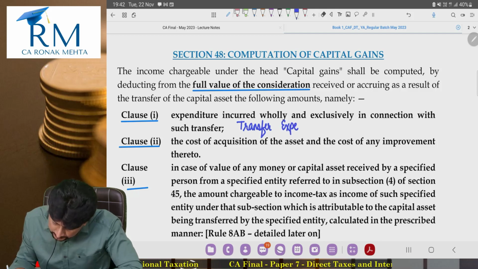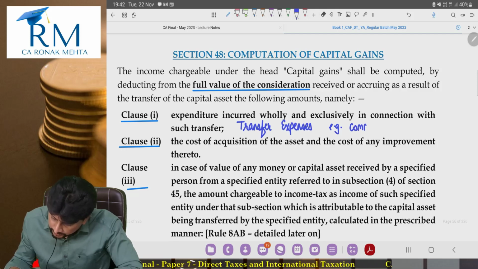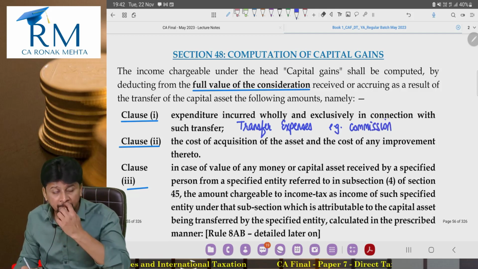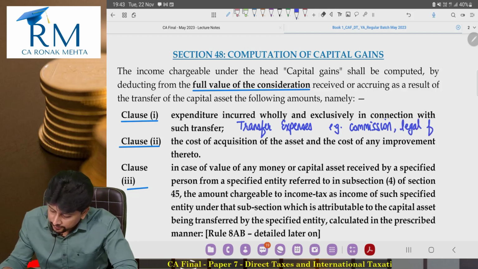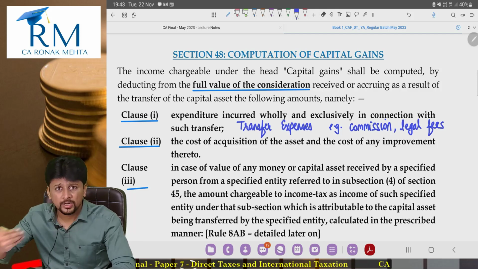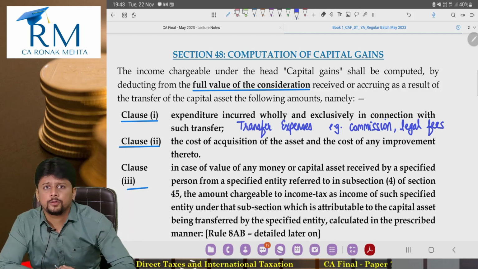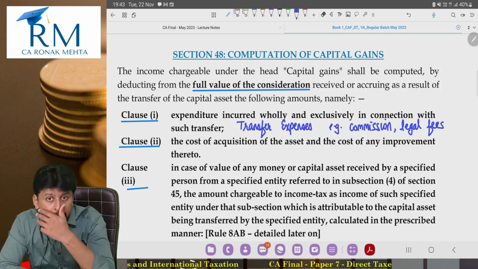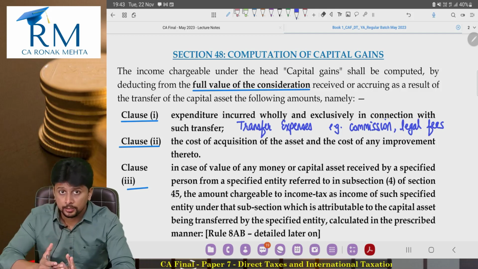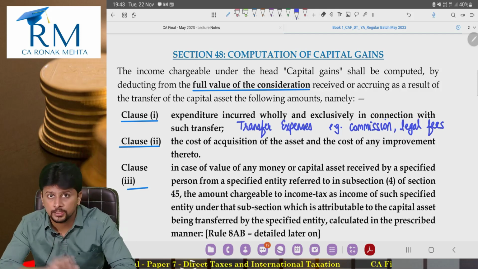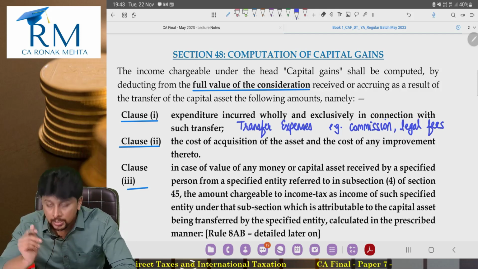transfer expenses. Example, you are paying commission, you are paying brokerage to the broker who arranged the deal. You are appointing a lawyer who will draft the contract. You will take legal advice from him as to how the transaction should be executed. You will pay him his legal fees, legal charges. That is an expenditure incurred in connection with transfer. The transferor is incurring it. Clause number 2.